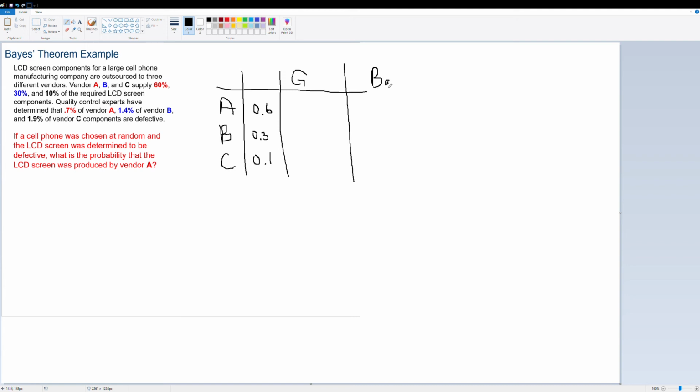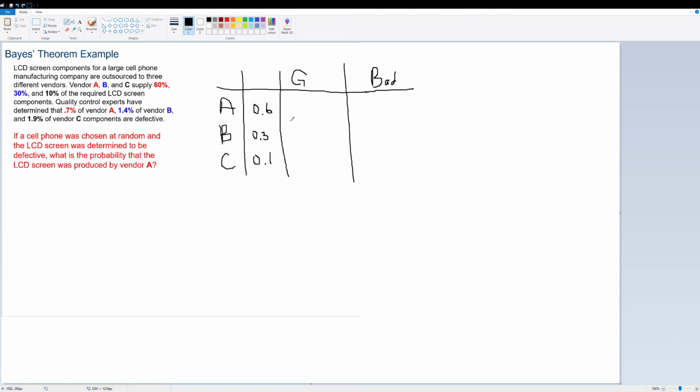And that's actually what we're being asked for. If you take a look at the question again, it says if a cell phone was chosen at random and the LCD screen was determined to be defective, so I know it's defective, what's the probability that it was produced by vendor A? They each have different percentages of defective parts, and they each supply different percentages to the market or to that manufacturer. So that's going to change things up a bit. So the easiest thing to do is this.